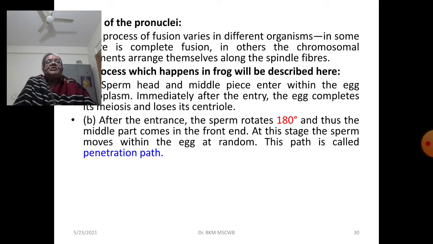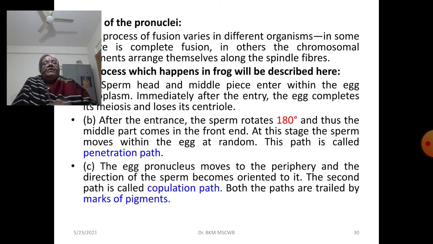And at this stage, the sperm moves within the egg at random. This path is called the penetration path. The diagram I will show you in my next PPT. Then, the egg pronucleus moves towards the periphery and the direction of the sperm becomes oriented to it. And the second path is called the copulation path. Both the paths are trailed by marks of pigments. So you should remember the penetration path and the copulation path.